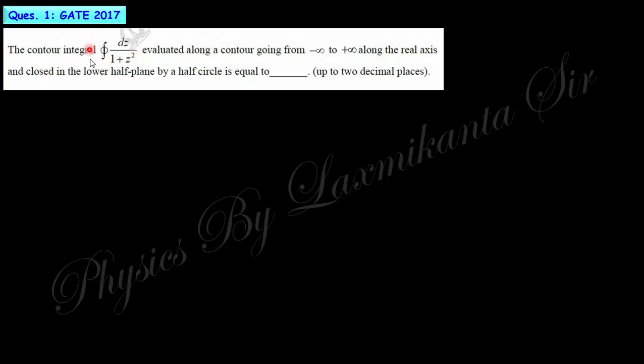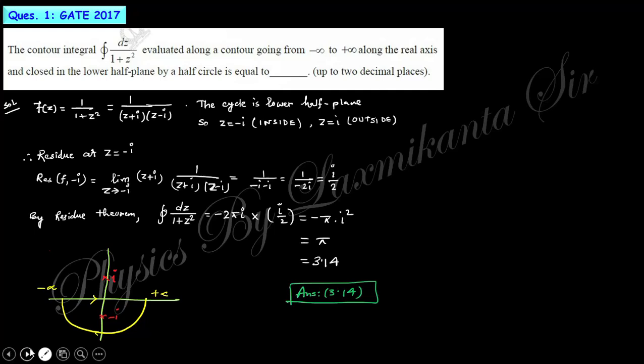First question says: the contour integral evaluated along a contour going from minus infinity to plus infinity along the real axis, closed in the lower half by a half circle, equals to. So this will be the contour in the lower half. Okay, so this function has poles at z equals minus iota and z equals plus iota. z equals plus iota is outside of this loop, z equals minus iota is inside. So by the residue theorem, this integration will be 2 pi iota, and minus because it is the lower part, so minus 2 pi iota times the residue.